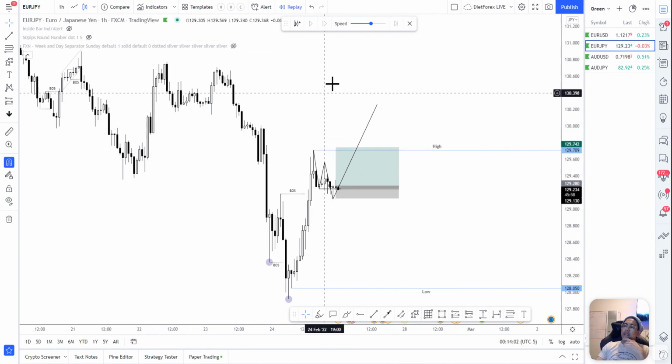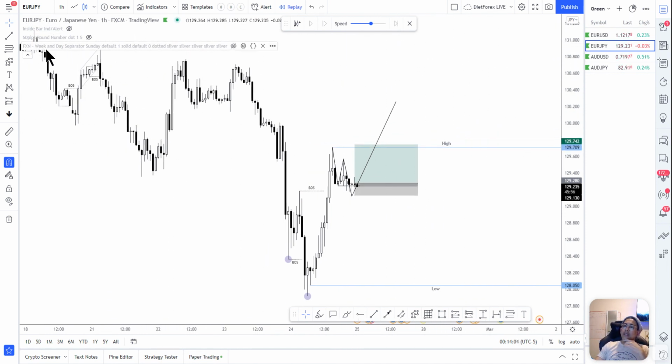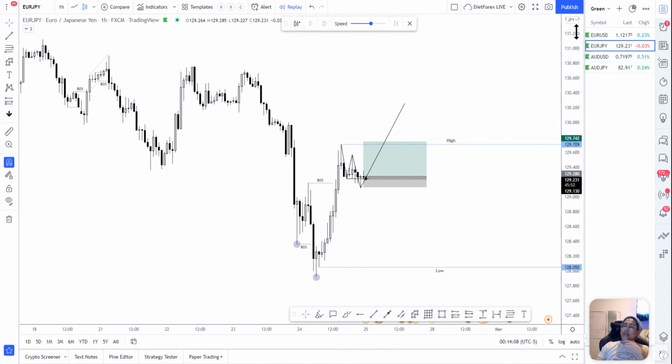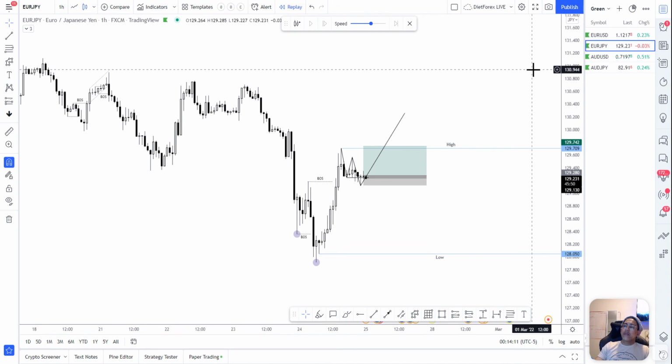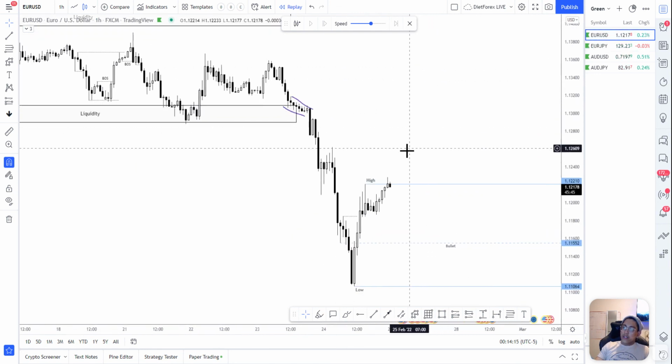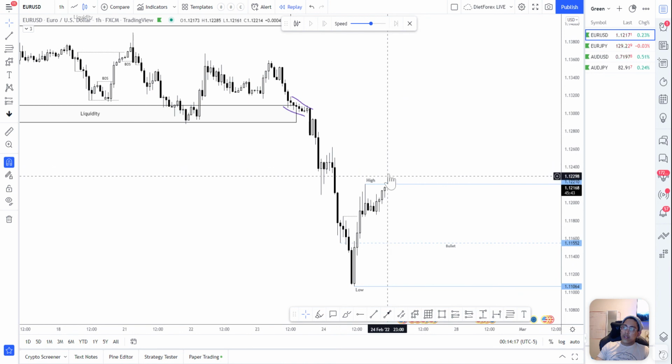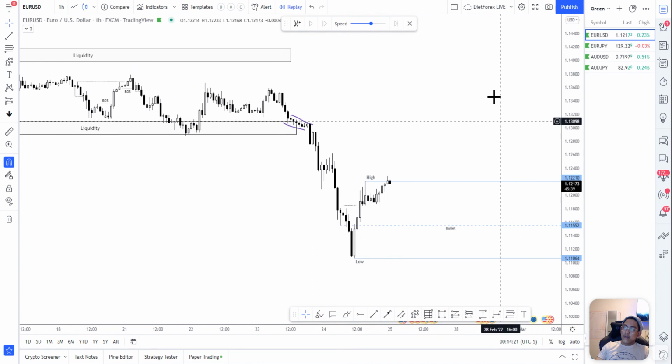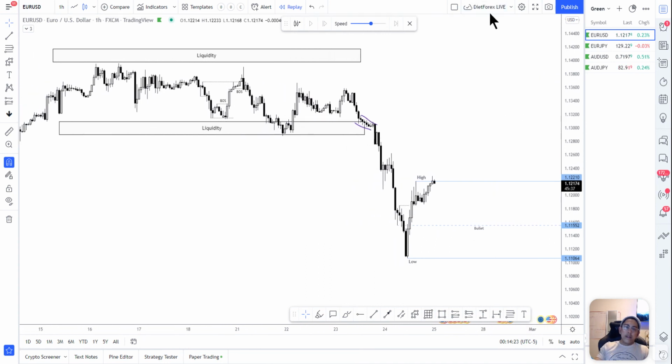Euro Japanese yen, I'm going to update you on what's going to happen on this candle. The only trade of mine this week. And for Euro dollar, so we started getting this weakness and we might see some pullback at the moment. So yeah, again, that's my forecasting.